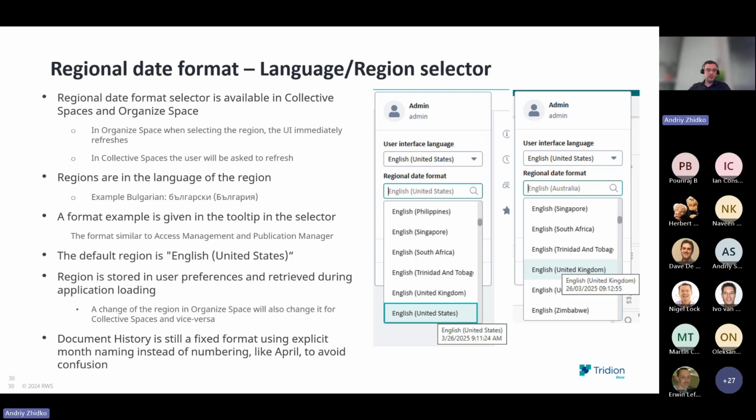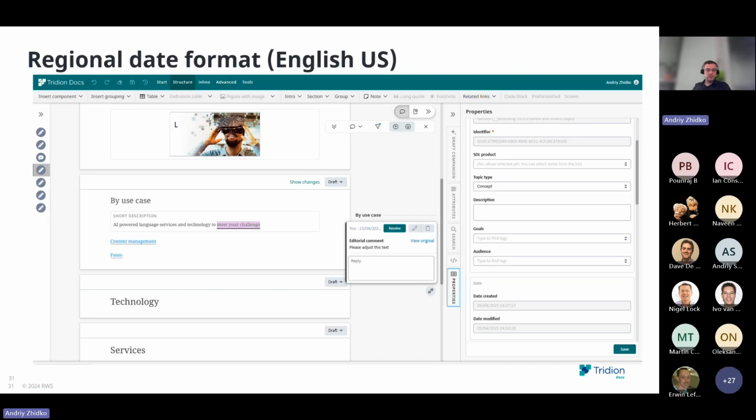The region is stored in user preferences, and it is retrieved during the application loading. If you change the region in organized space, it will also be updated in the collective spaces as soon as you load it next time or reload the page, and vice versa as well. Document history still uses a fixed format with explicit month names instead of numbers, like April, to avoid confusion. That is an example, but I will demo it later.